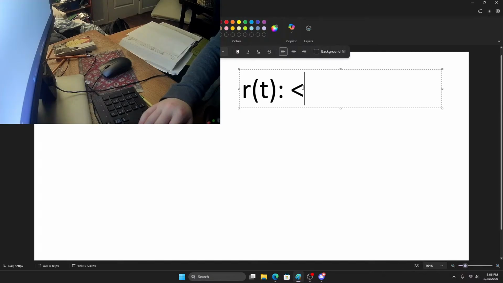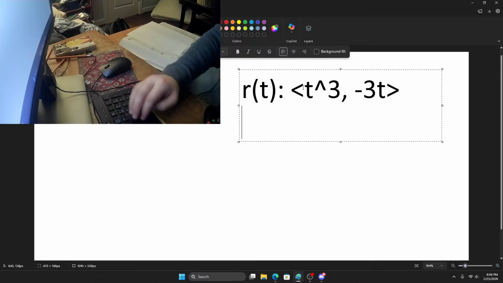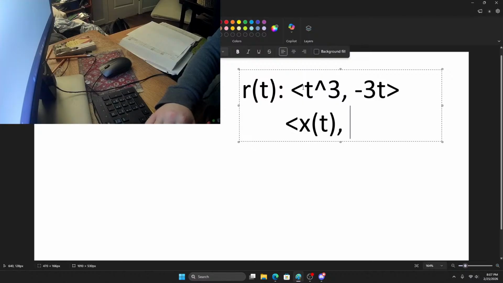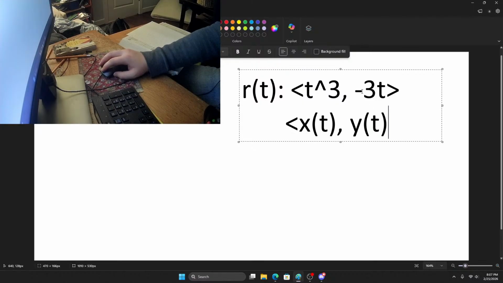Hang on, there we go. t to the third, negative 3t. So that's referred to as the x of t and y of t, because these are the x and y, t.